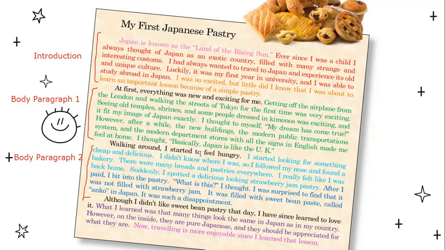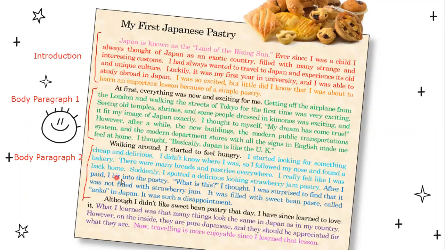Walking around, I started to feel hungry. I started looking for something cheap and delicious. I didn't know where I was, so I followed my nose and found a bakery. There were many breads and pastries everywhere. I really felt like I was back home. Suddenly, I spotted a delicious looking strawberry jam pastry. So, these are the rising events that are preparing us for the surprising event, okay, which is the climax, the highest point in this story and the major action that the writer is trying to tell us, okay?